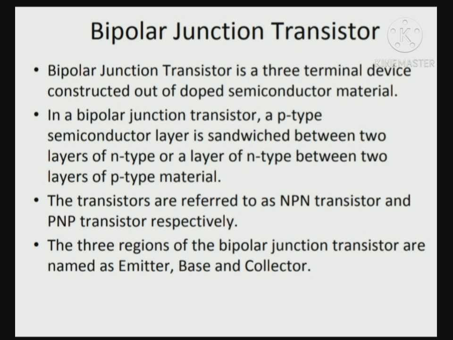Bipolar junction transistor. A bipolar junction transistor is a three-terminal device constructed out of doped semiconductor material. In a bipolar junction transistor, a p-type semiconductor layer is sandwiched between two layers of n-type, or a layer of n-type between two layers of p-type material. The transistors are referred to as NPN transistor and PNP transistor respectively. The three regions of the bipolar junction transistor are named emitter, base, and collector.